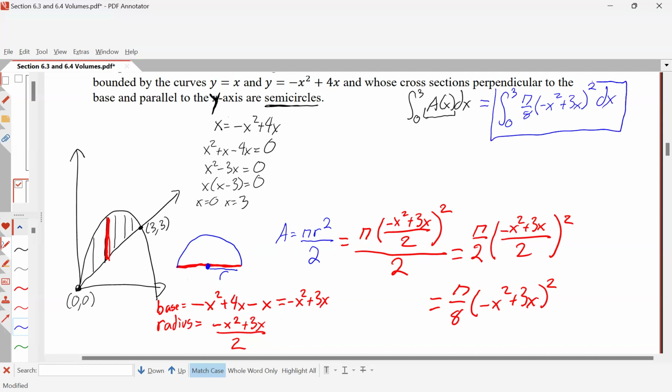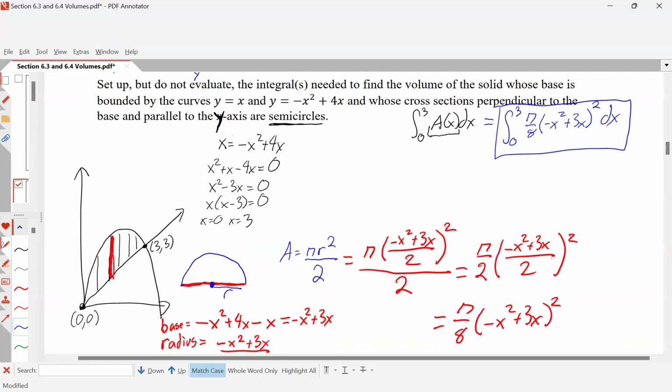And that integral, when solved, will find the volume of the solid whose base is bounded by the curves y equals x and y equals negative x squared plus 4x, where we have semicircle slices when slicing perpendicular to the base and parallel to the y-axis.